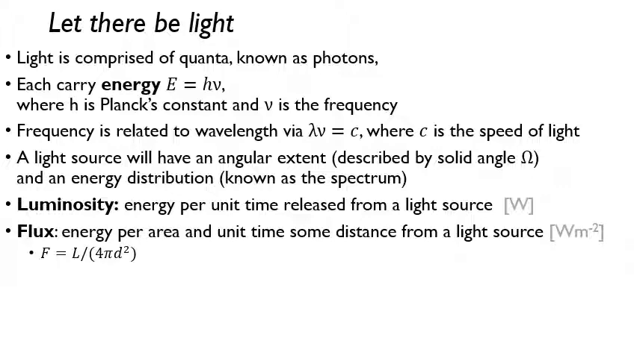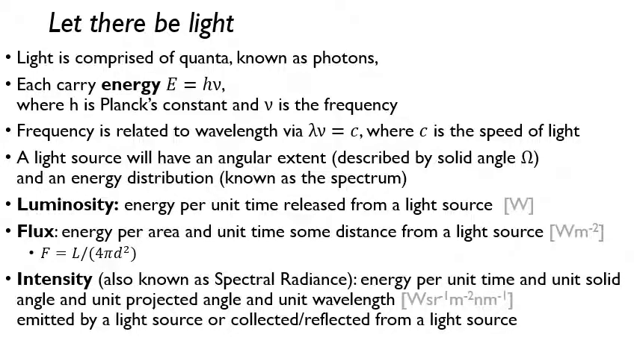We often care about the flux. So that's typically when we're detecting light with, for instance, a telescope. So the flux, that's the energy per unit area and unit time, some distance away from our light source. So the MKS unit is watt per meter squared. And we just take our luminosity and we divide it by 4 pi times the distance squared. So d here is the distance between the source and the detector.